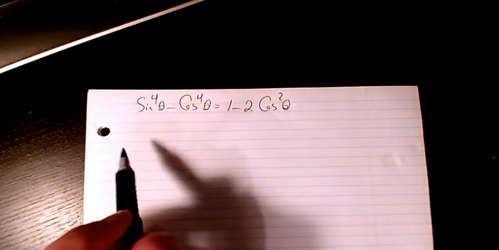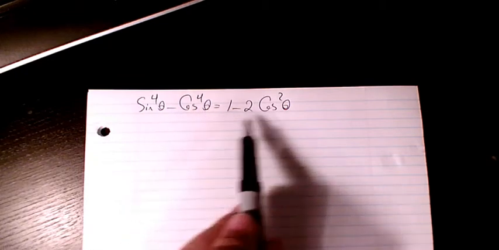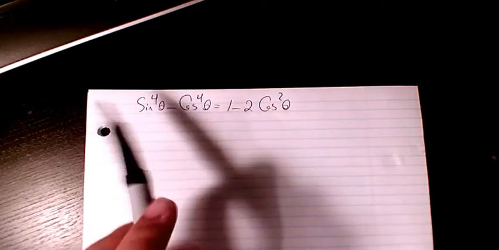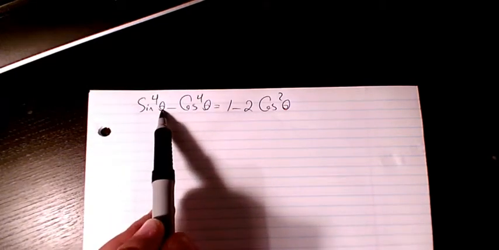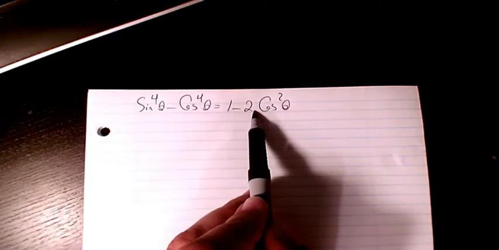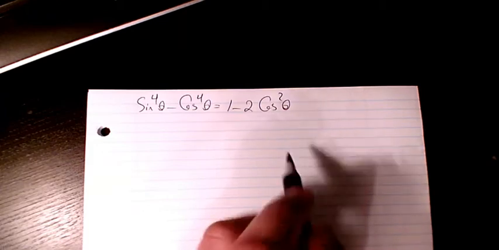Welcome to my channel. In this video I want to show you how to prove this trig identity. We have sine to the power of 4 theta minus cosine to the power of 4 theta equals 1 minus 2 times cosine squared theta.